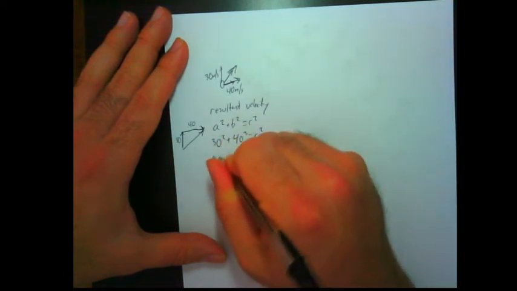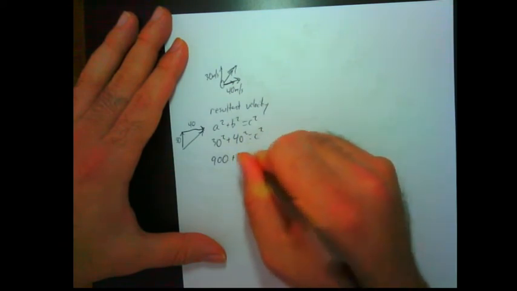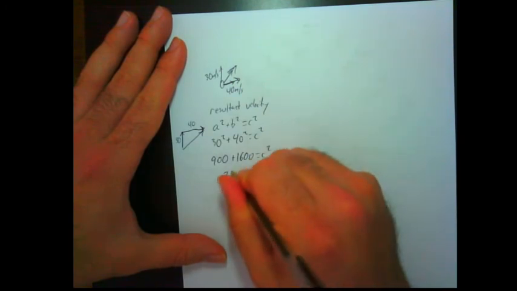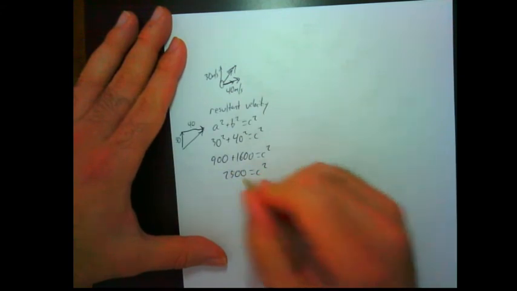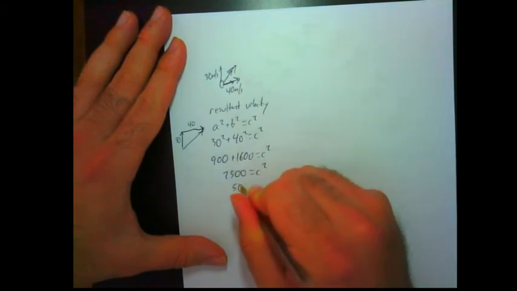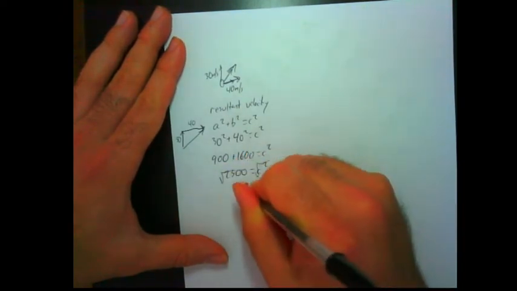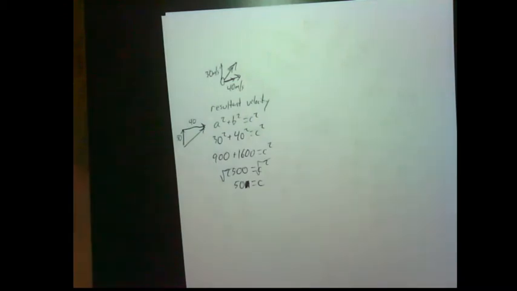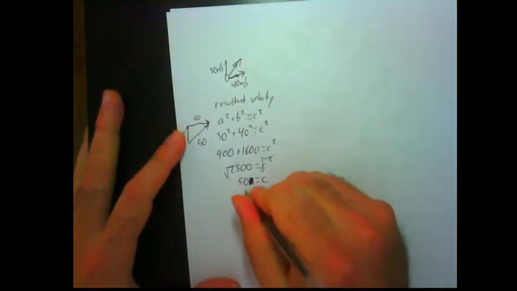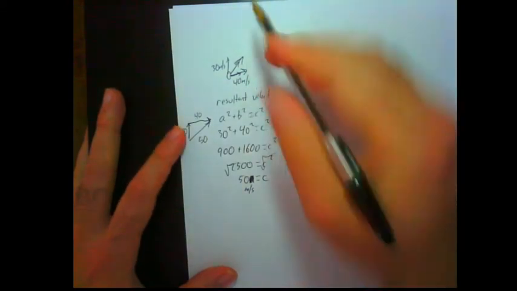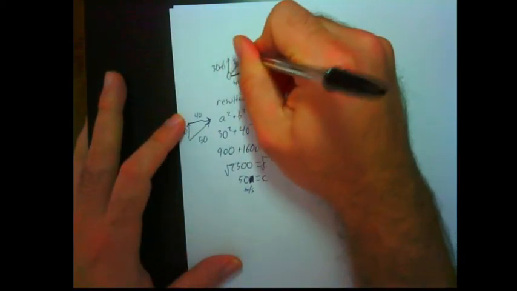30 squared is 900 plus 40 squared is 1600. 900 plus 1600 would be 2500 equals c squared, right? Get the square root of each side, and we end up with 50. So 30, 40, 50. I feel like that's a known triangle identity probably. So 50 meters per second is our resultant speed. That's how fast it's actually moving.